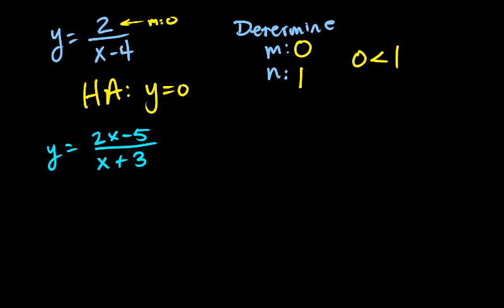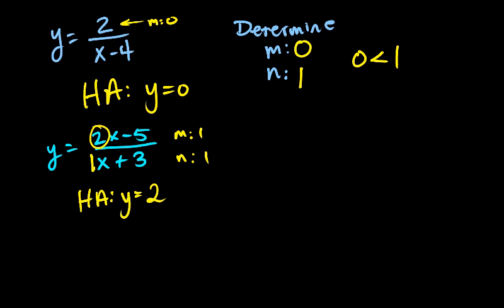If we take a look, m is 1 and n is 1. So since they are equal, we want to divide the leading coefficients. 2 is the leading coefficient and 1 is the leading coefficient. So the horizontal asymptote would be y equals 2 over 1, which is 2.